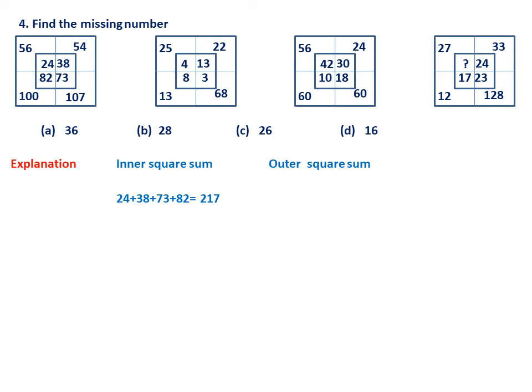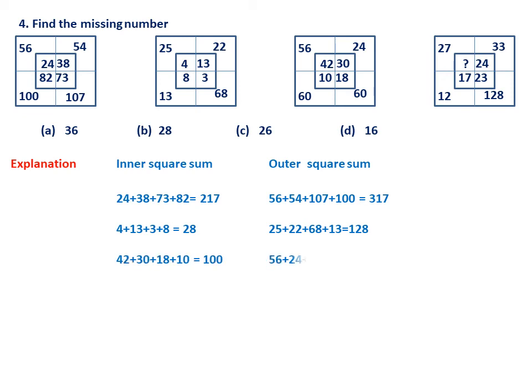So one is 217. You can check. Inner square numbers 24, 38, 73 and 82. Total is 217. Outer square, if you add, it is 317. So the difference you can see, it is 100. Now we have to check whether it is correct or not. Inner square 28. Now outer square, it is 128. You can see 128 minus 28 is 100. In the first one also, 317 minus 217 is 100.